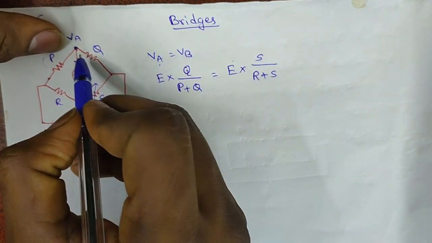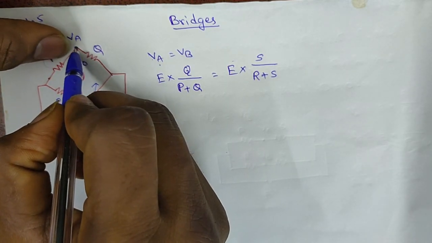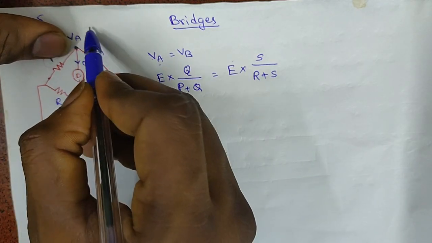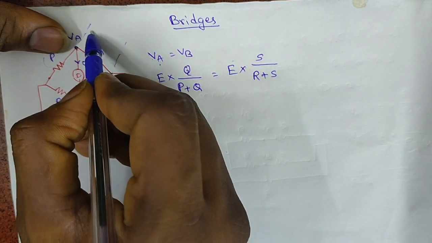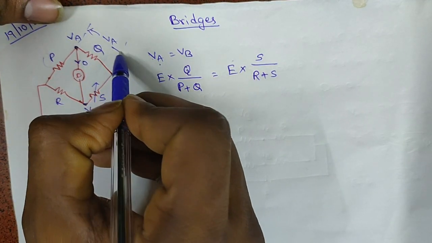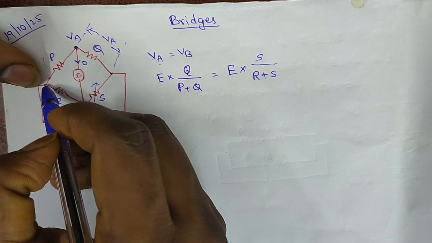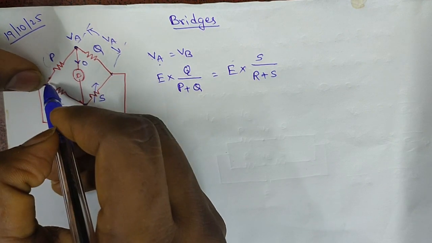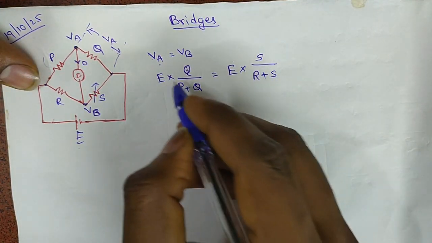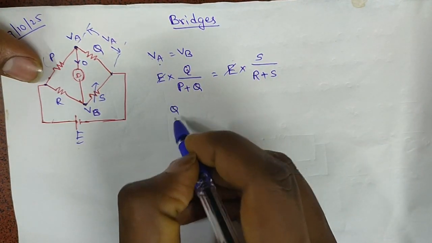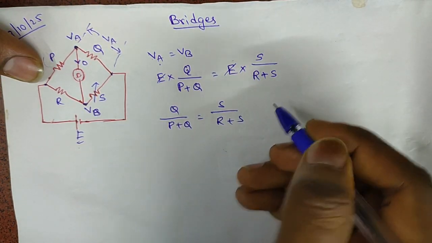Anywhere in the circuit, if you want to find the voltage across any resistor, the voltage at this point is nothing but the voltage across this resistance. If you want to find the voltage here, then this will be the voltage across this end. Now E cancelled. Q by P plus Q is equal to S by R plus S.